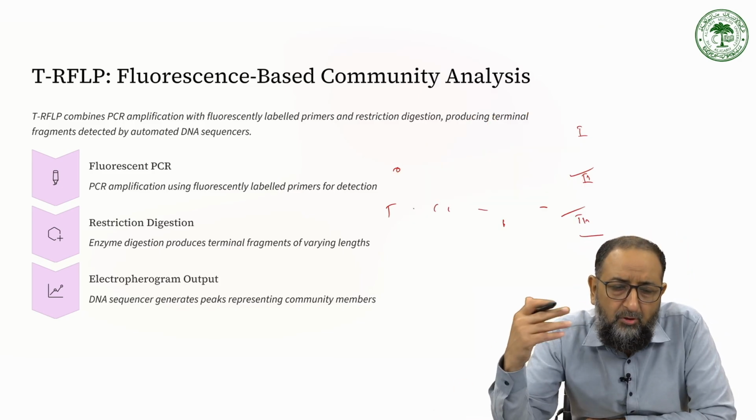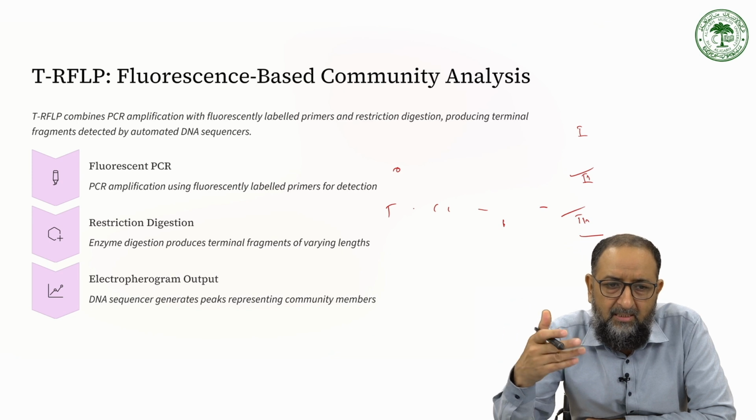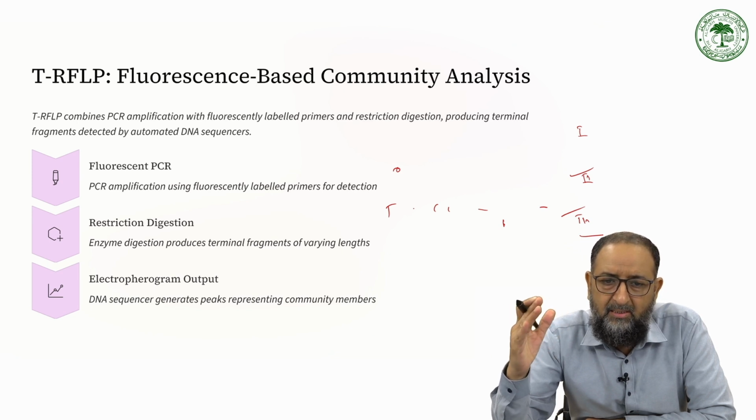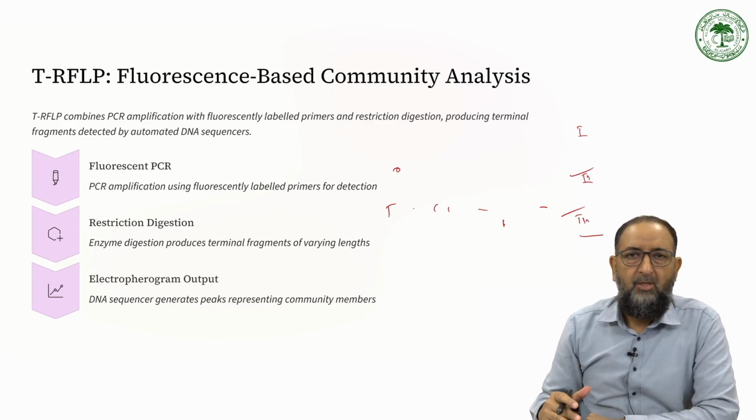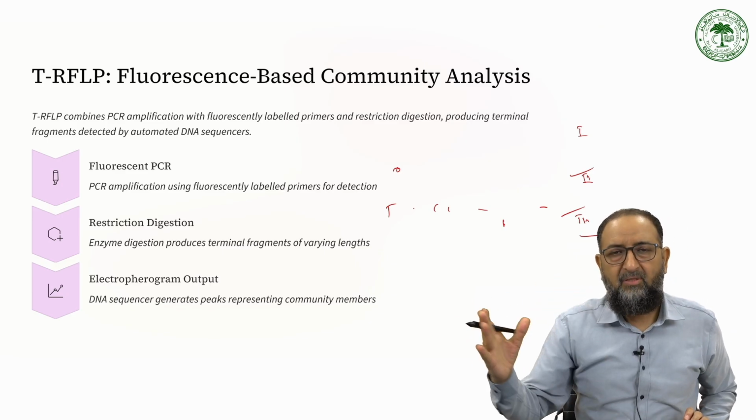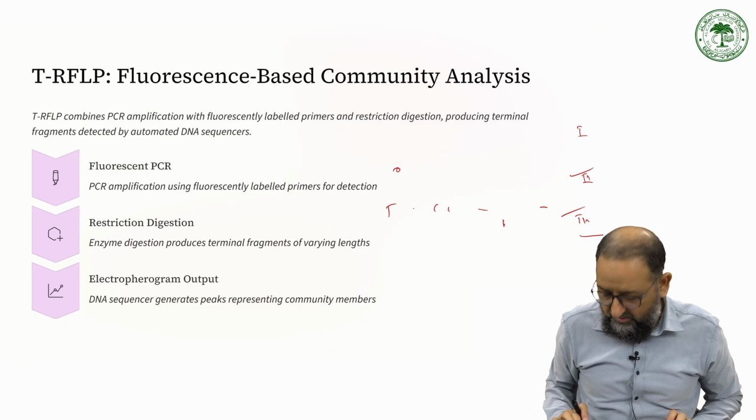Now, fluorescence helps to detect easily, and this DNA sequence generates a peak representing the community members 1, 2, 3, 4, 5, 6, and so on. So within the species, the number of members is identified through these sensitive techniques.